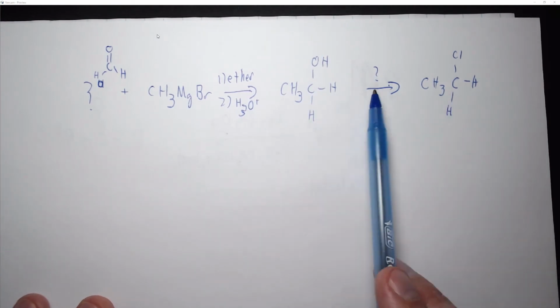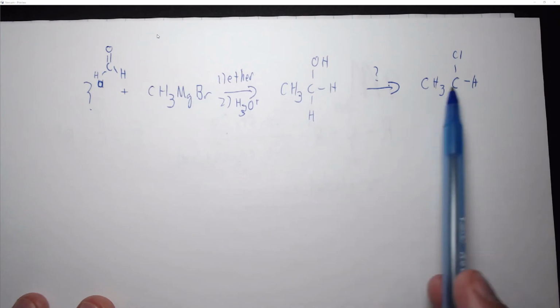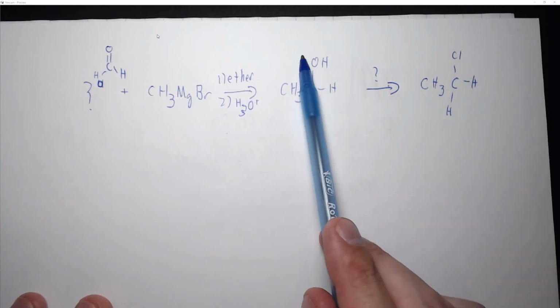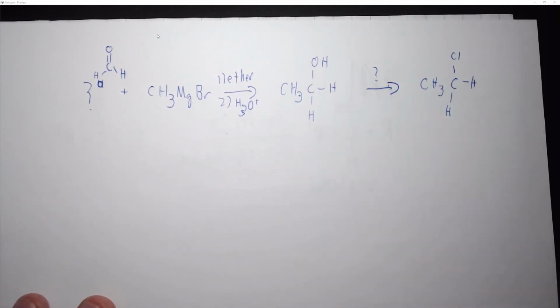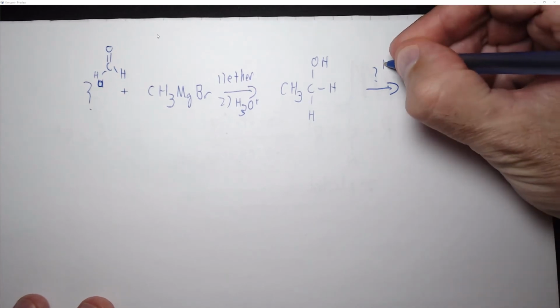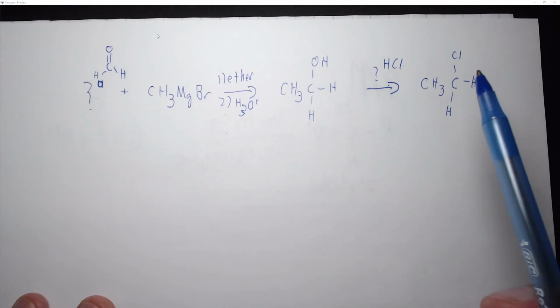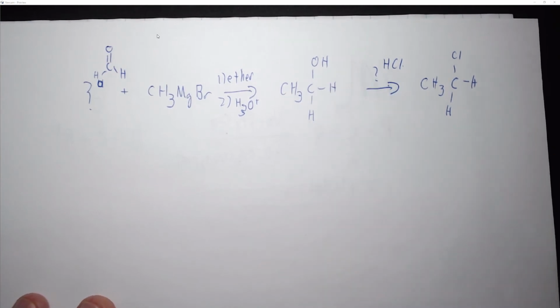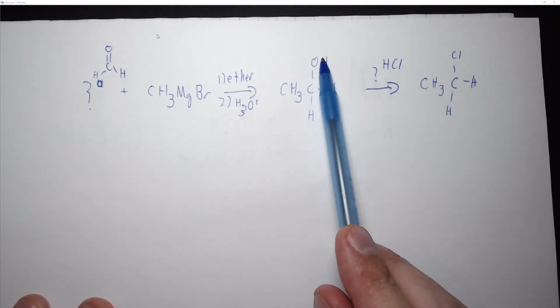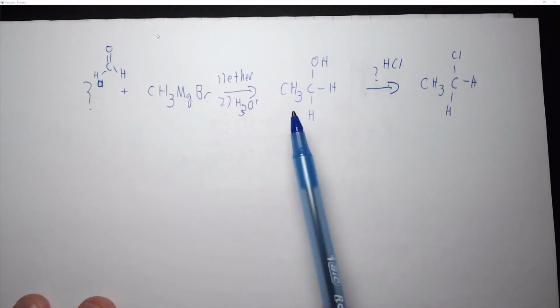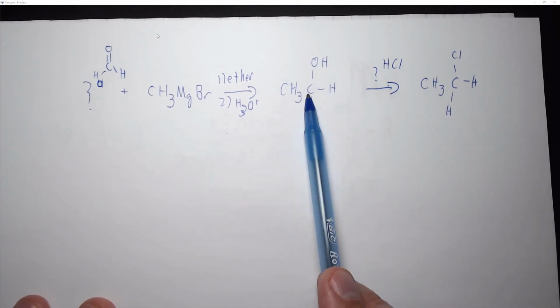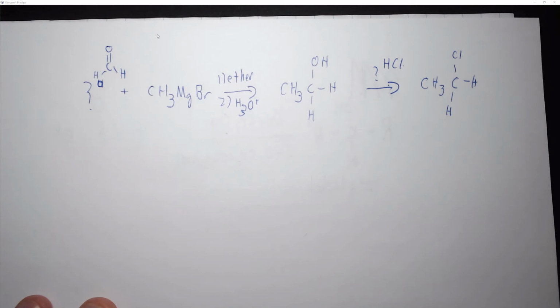We then need to react this compound in order to do a substitution reaction. We've substituted OH for Cl. So we could add HCl or H3O+ and Cl minus. Either way, it doesn't have to just be HCl, but you need to protonate this and then substitute the chlorine. Because this is a primary alcohol, this is going to undergo an SN2 type of mechanism.